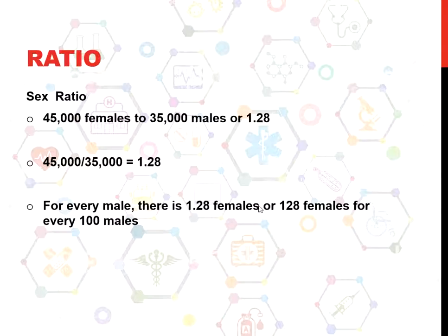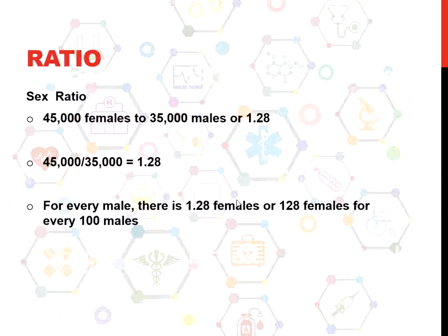So, paano nakuha yun? Dinivide lang natin siya. 45,000 divided by 35,000 is 1.28. So, hanggang doon muna tayo. Two significant figures. So, 1.28 or 1.29. Pwede na din yan. So, 1.28. So, there is 1.28 females for every male.